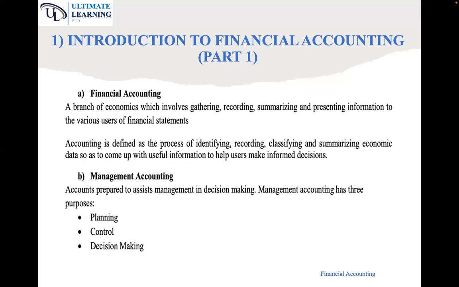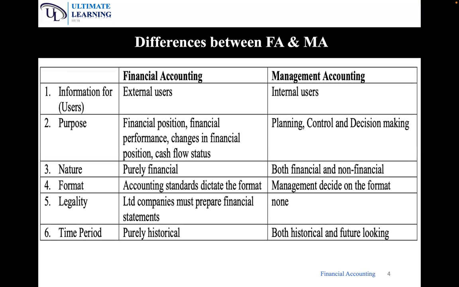The reasons for preparing management accounts are three. Number one, to help managers in planning. Number two, to help managers to control. And remember, control involves comparison of the plan to the actual performance to get the difference, which is known as a variance. And number three, to assist managers in their decision making. So there are two major branches of accounting, financial accounting and management accounting. Our focus currently is on financial accounting.